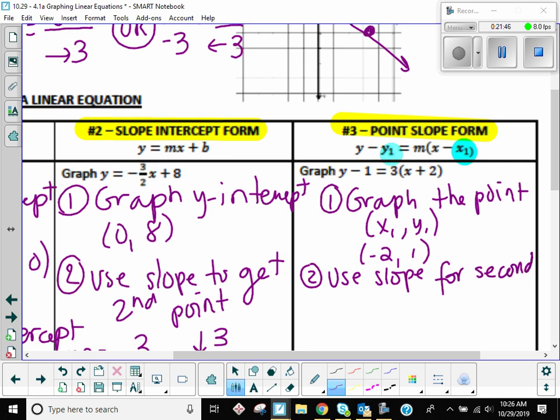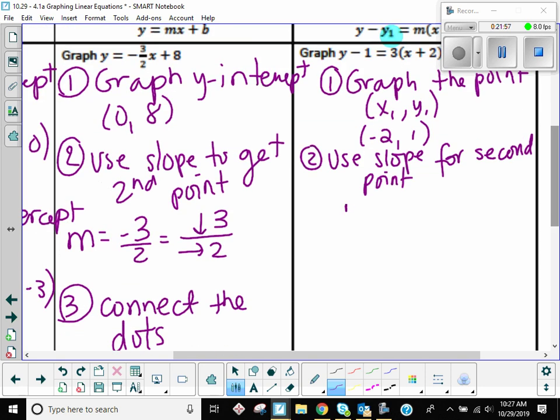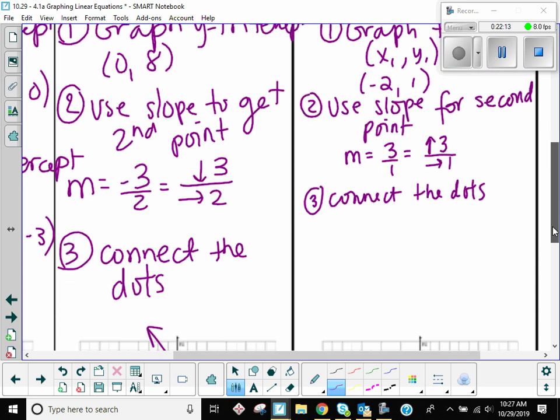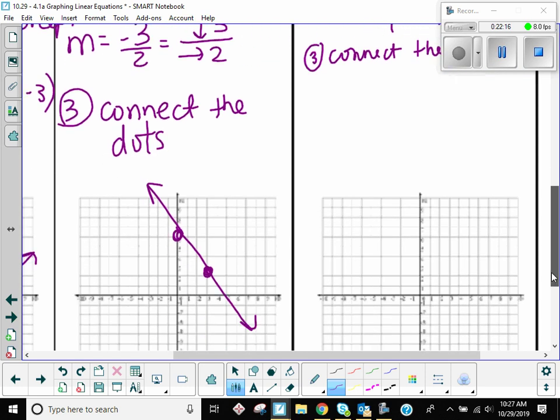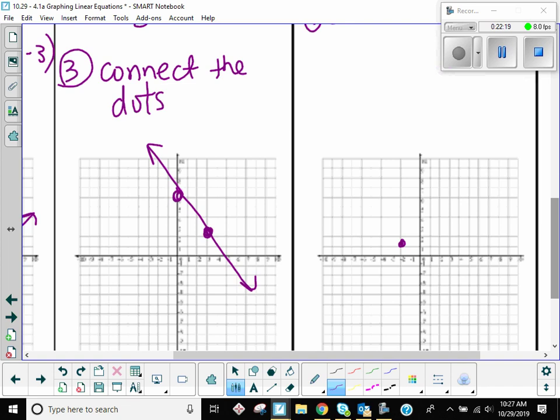And what is the slope? 3, but slope is rise over run, and 3 is just a thing. You put it over 1, that's exactly right. So the slope is 3 over 1. That means up 3, right 1. And then your last step is just to connect the dots. So negative 2, 1. Slope is up 3 over 1. This is just me estimating. And you have your graph.